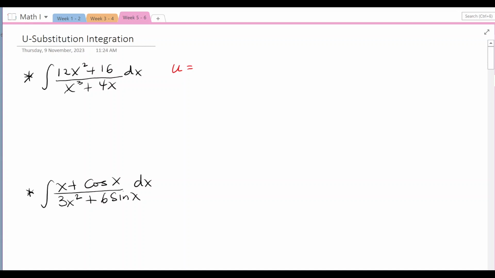So in that case, if you choose the denominator, x cubed plus 4x, as our u and differentiate with respect to x, du over dx is 3x squared plus 4. As you can see, the x squared is similar to the numerator on top, plus the constant 16, which we can rearrange later on.